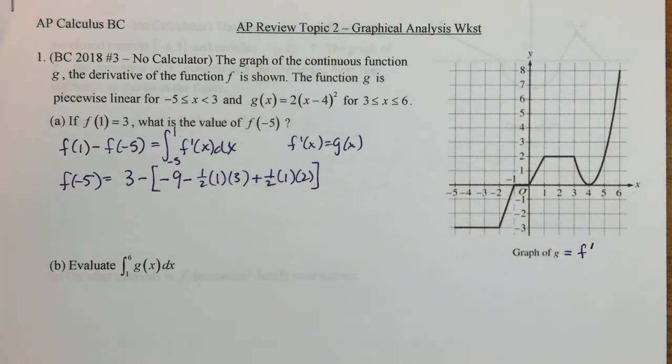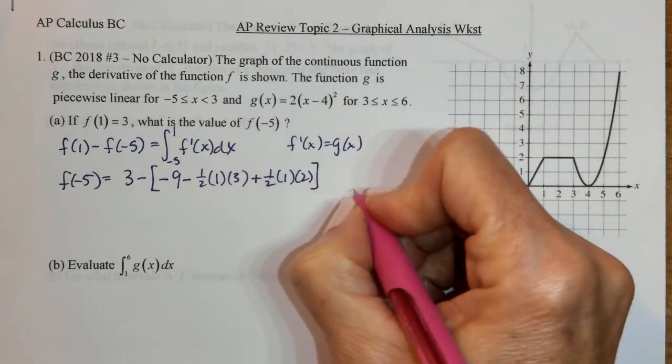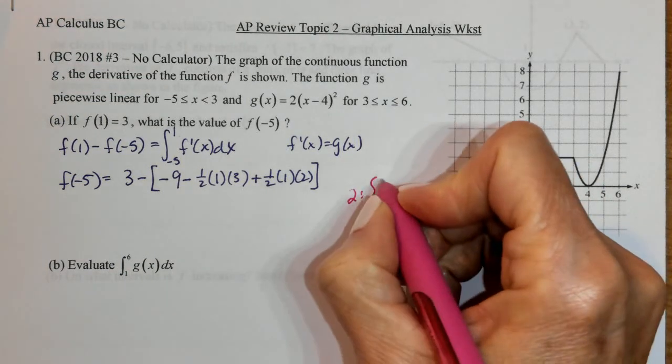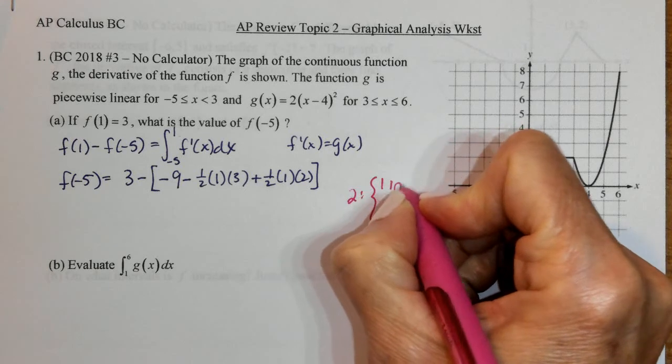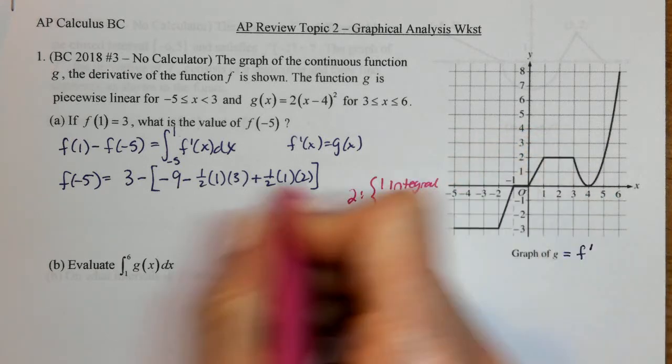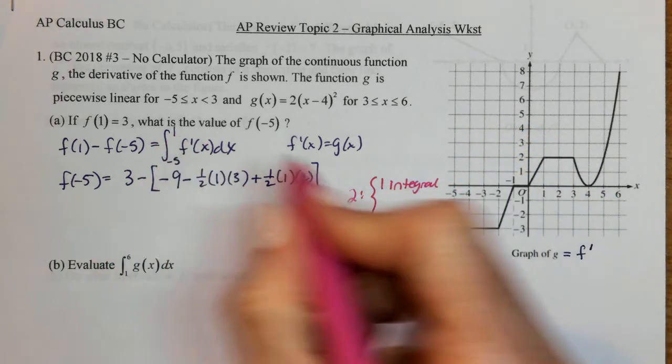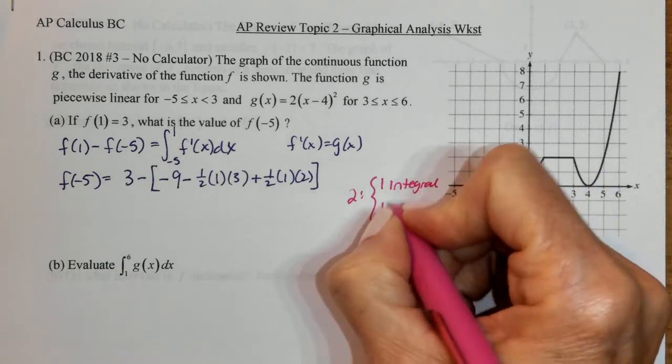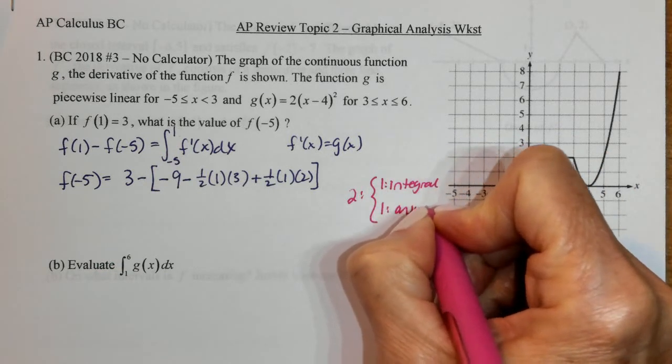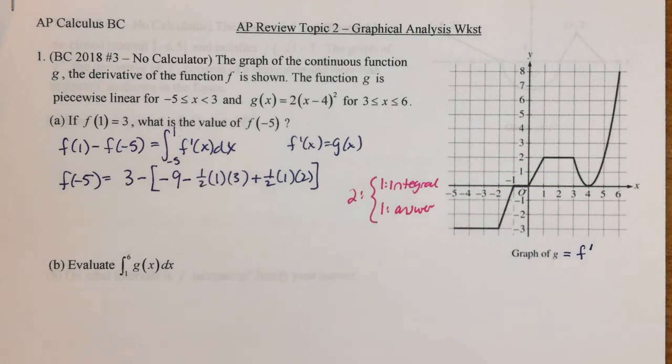Part B. Oh, and that was 2 points. The first point was for our integral, and the second point was for the answer. So just 2 points there.